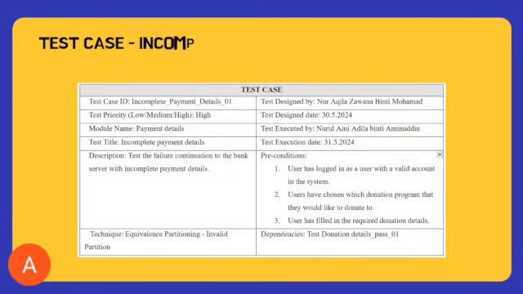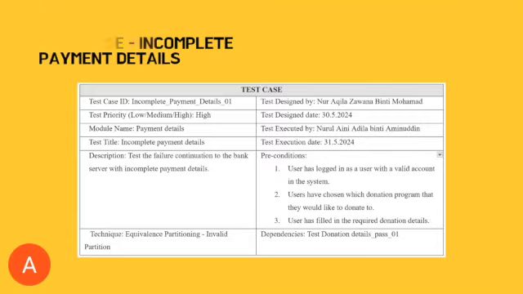Next test case is for incomplete payment details. The function is to test the failure to continue to the bank server with incomplete payment details. Preconditions are: user has logged in as a user with a valid account in the system. Next, user has chosen which donation program they would like to donate to. And last, user has filled in the required donation details.